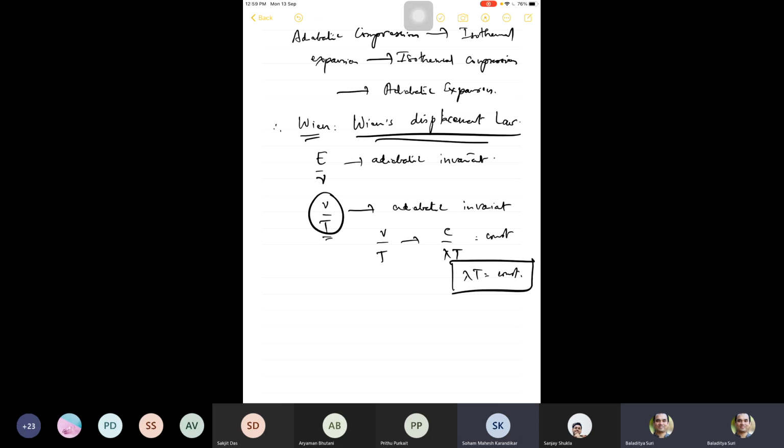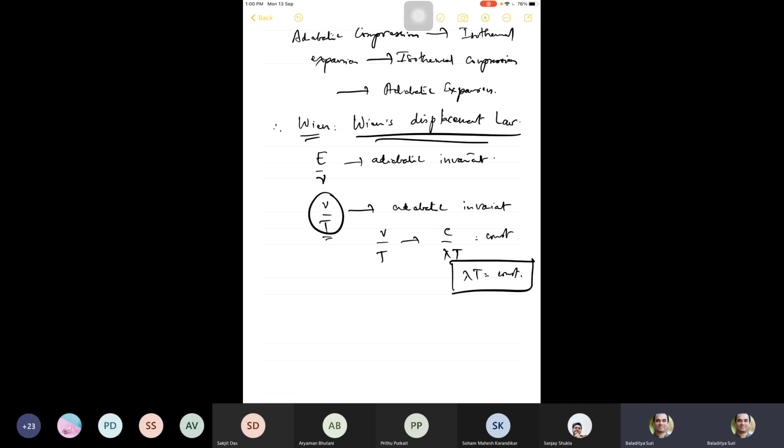Should it be nu max, that is the maximum emission frequency? Actually, this is true for all frequencies, but nu max is what we usually use. Sir, how can it be true for all frequencies? We can take any frequency and any temperature. See, what I mean is the following. For every mode, what Wien proved was that for every mode of the electromagnetic oscillator, this is true.